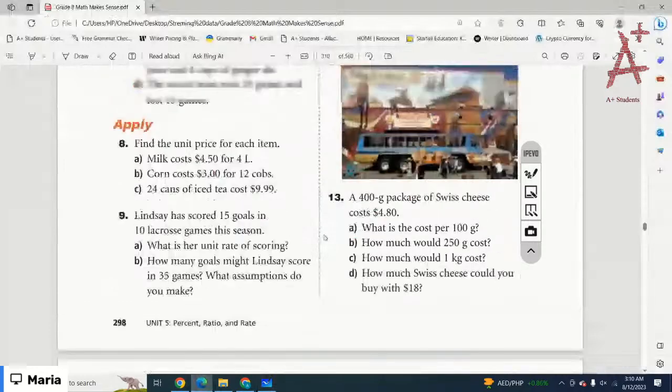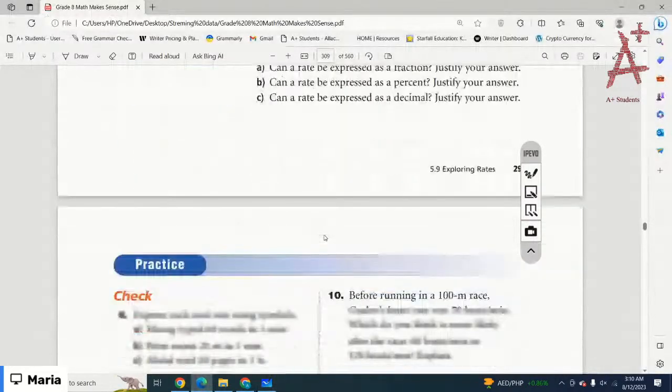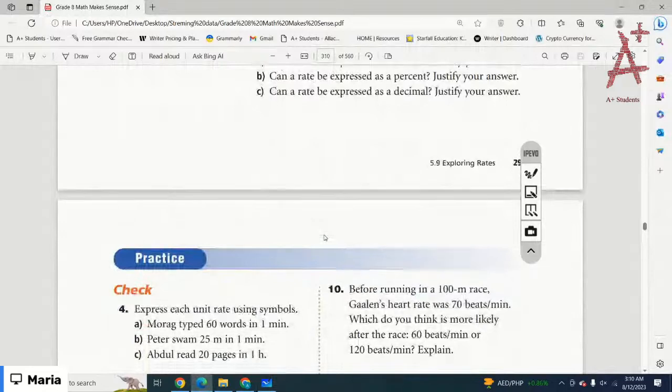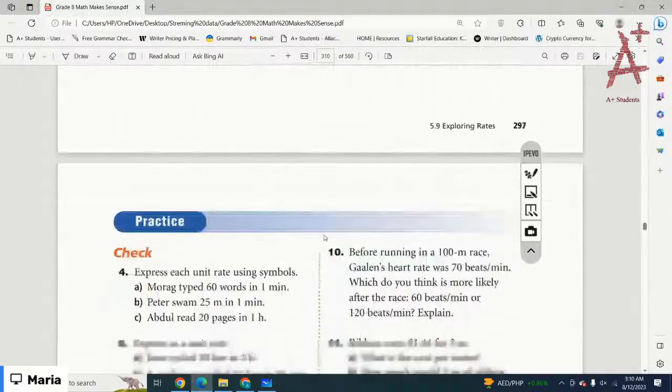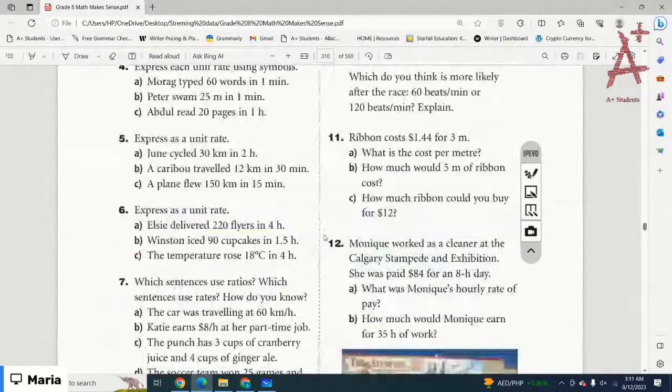Okay, let's just start with question number 11, right? Okay. Ribbon costs $1.44 for 3 meters. What is the cost per meter? That is, you have to calculate the unit price. For the B part, how much would 5 meters of ribbon cost? How much ribbon could you buy for $12? So let's just start with the first one.